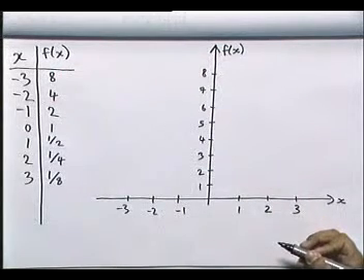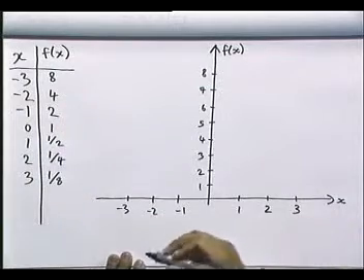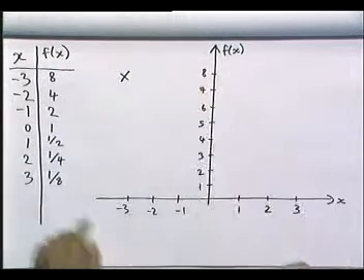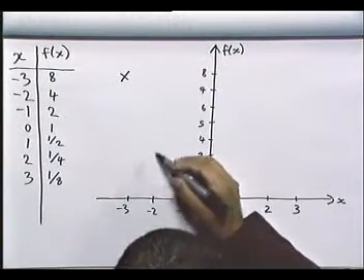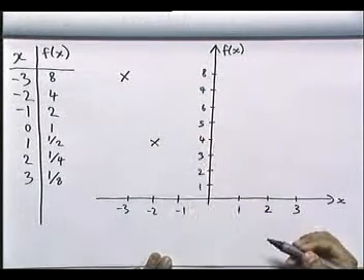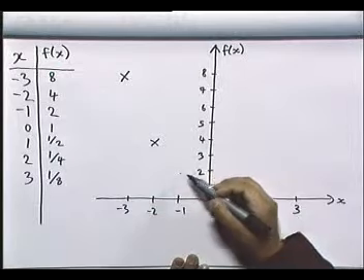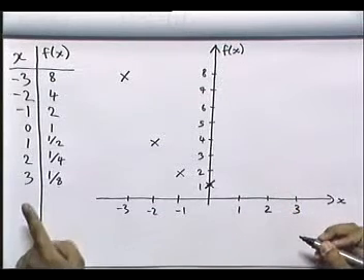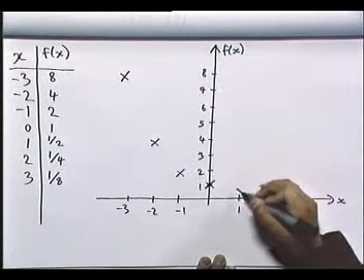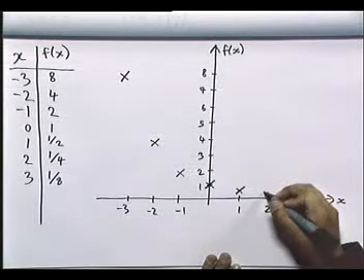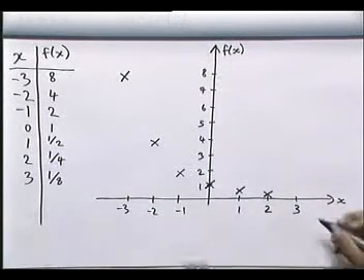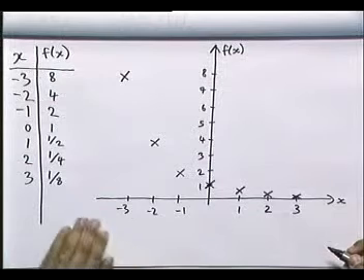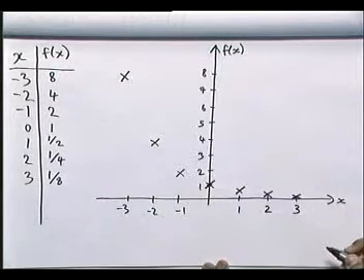So let's plot the points. First point is minus 3, 8, which is around about here. Minus 2 and 4, about here. Minus 1 and 2, about there. 0 and 1. 1, 1/2. 2, 1/4. And finally, 3 and 1/8. As with our previous example, we need to try and draw a smooth curve through the points.